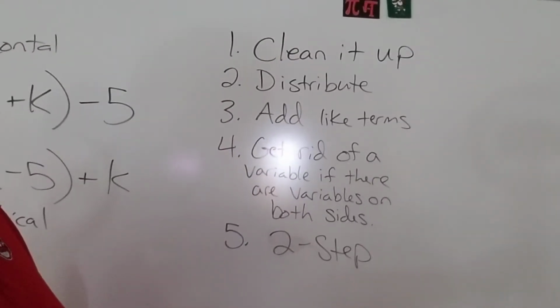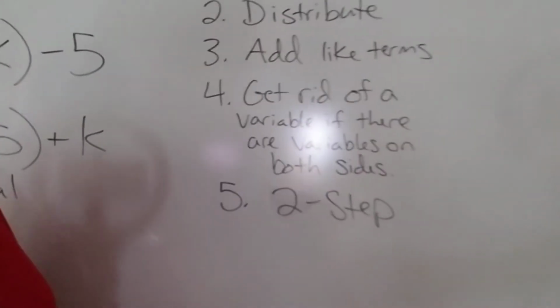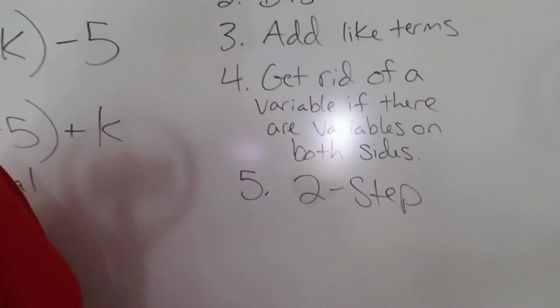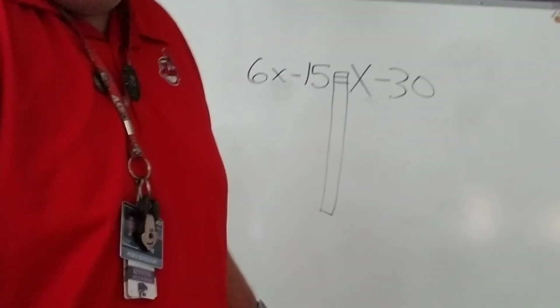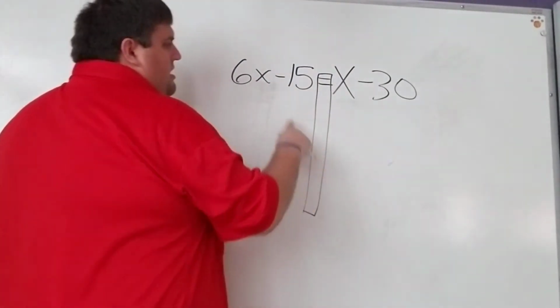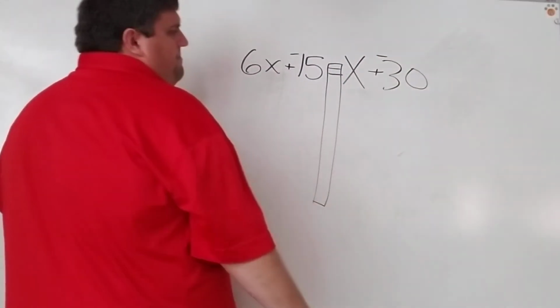If I want to clean anything up, I'm going to distribute, then I'm going to add like terms, and then I'm going to get rid of a variable if there's variables on both sides, and then it should leave me with a 2-step equation. I'm going to follow that for every single problem I do. And sometimes it's not going to apply, which is fine, but sometimes it will. So I have no distributed property. I'm going to bam here and here at the opposite.